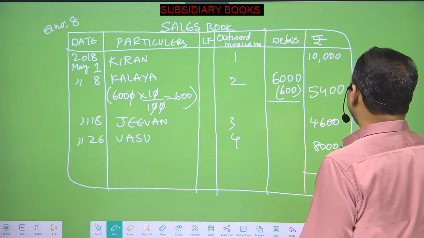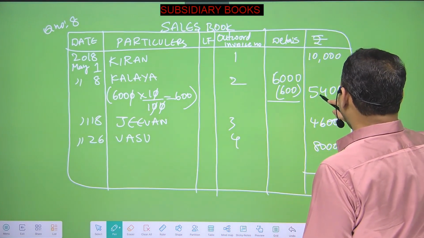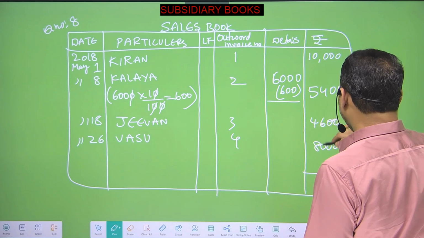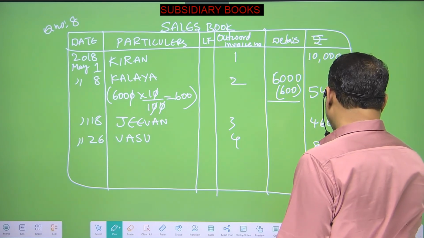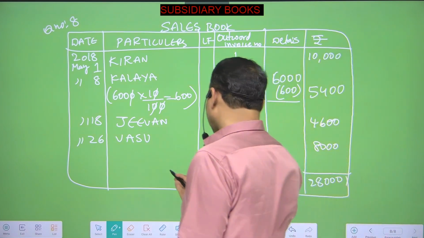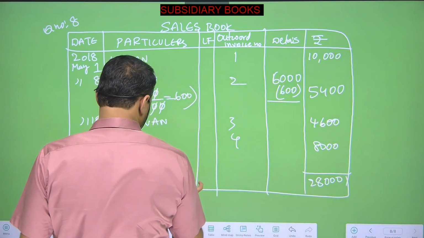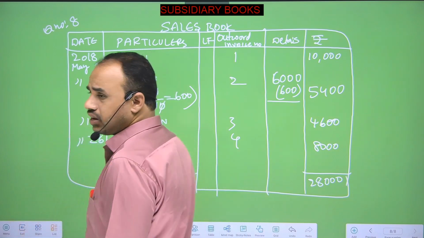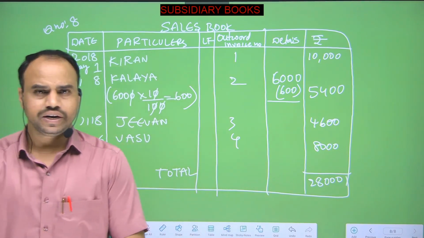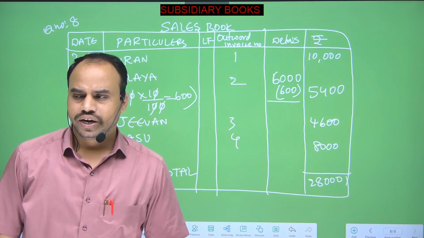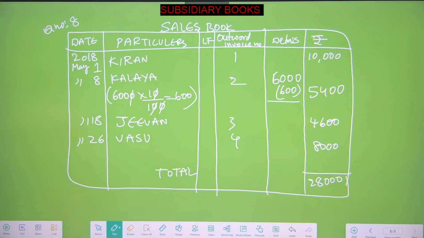Now we have to do the total. 10 plus 5, 15, 15 plus 4, 19, 28,000 is the total. With this, the problem is completed. Question number 8 is completed. Okay, now stay in line, we will do question number 9 also.